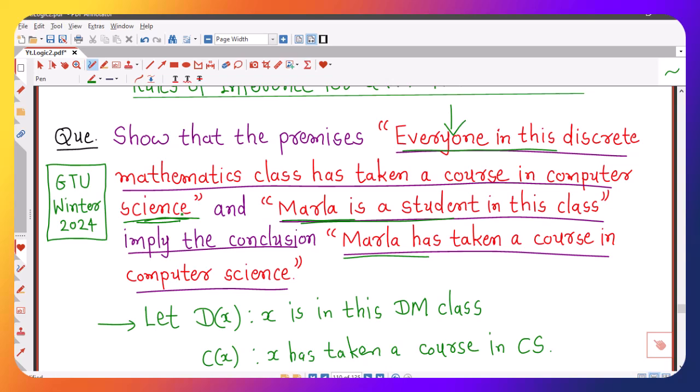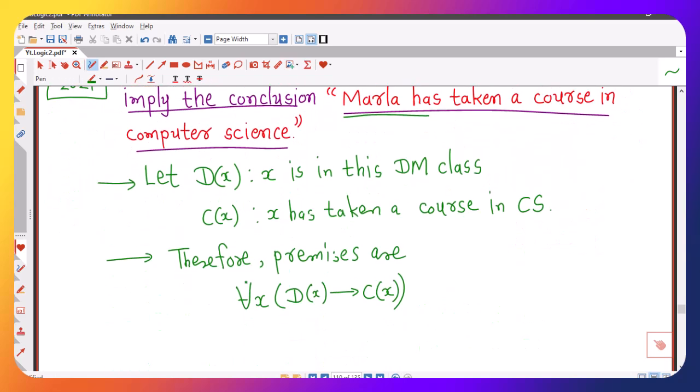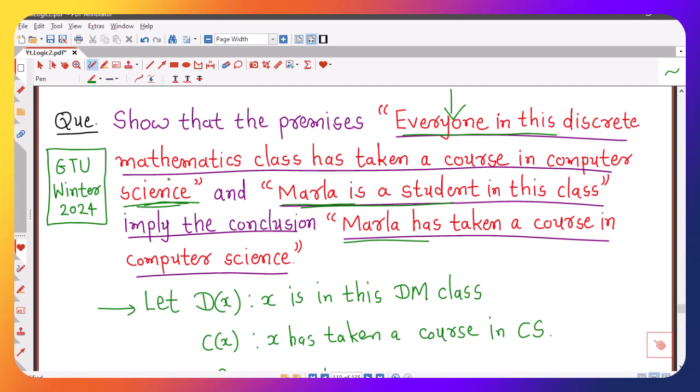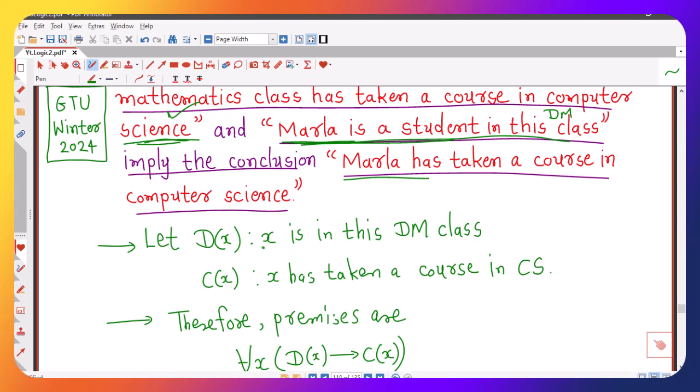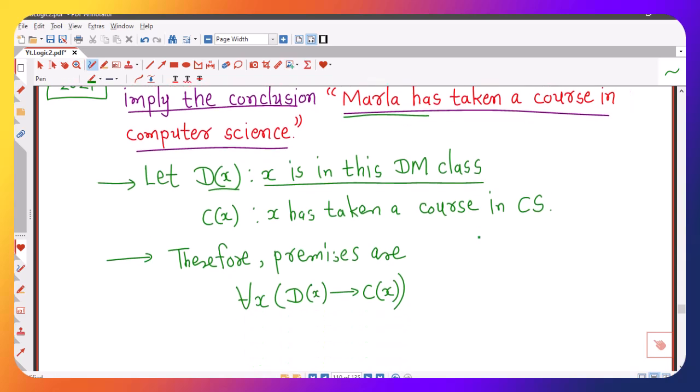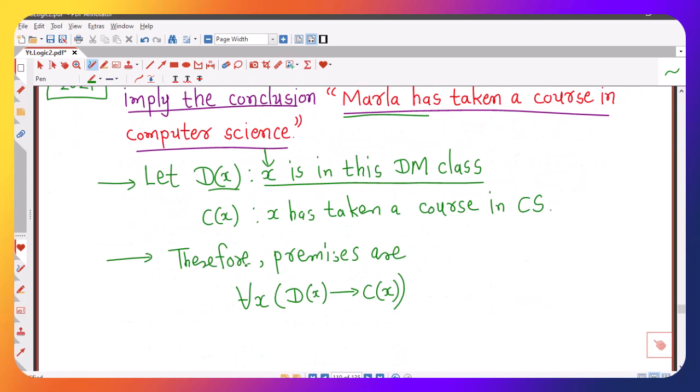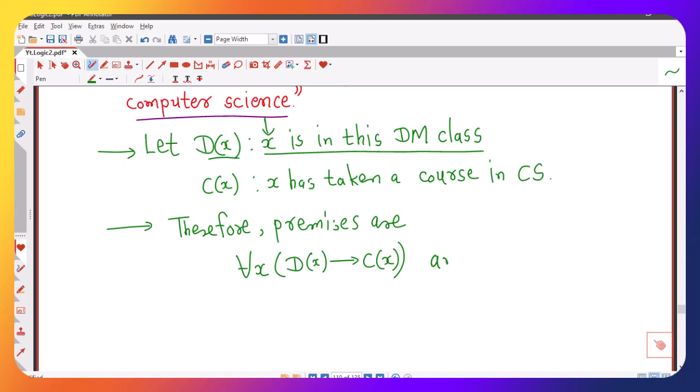We can write it in this way also: for all x, whenever x is in the discrete mathematics class, x has taken a course in computer science. So that is the first premise, and we have translated it into symbolic form. The second premise is Marla is a student in this discrete mathematics class. We have used d of x to denote that x is in this class, so we replace x by Marla and we will have d of Marla.